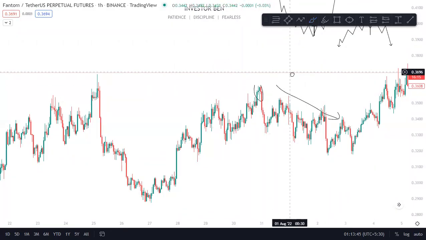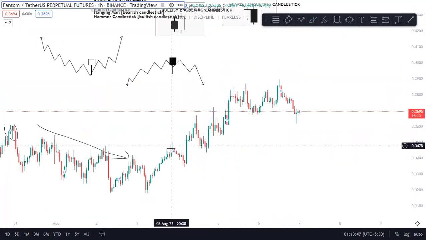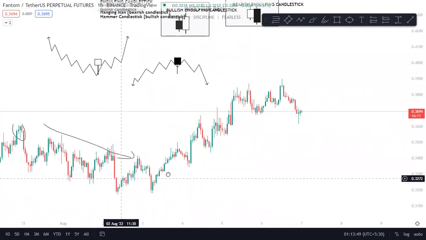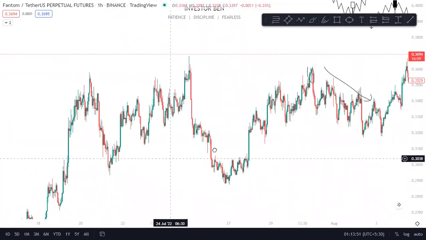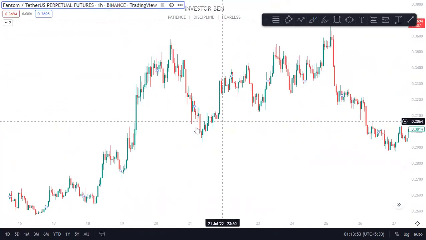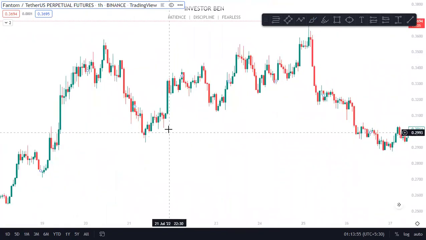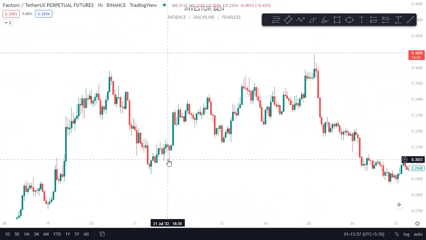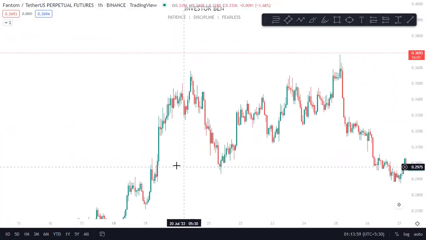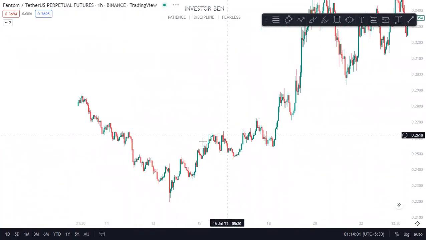Guys, that is the hanging man. I can show you several examples of them. You keep seeing them in the chart repeatedly. The hanging man candlestick. Okay, while we go, let me show you some examples of a bullish engulfing and the rest of them.